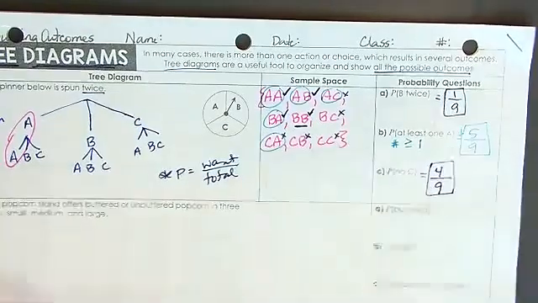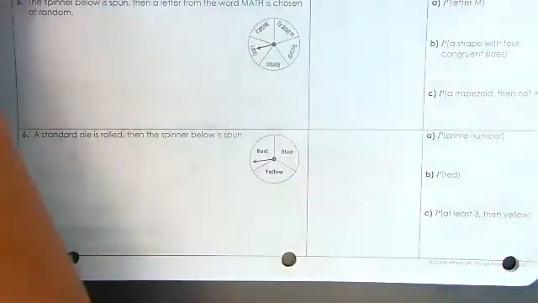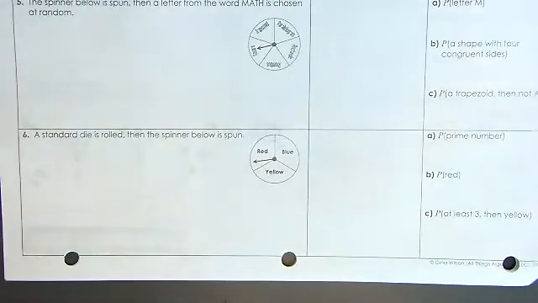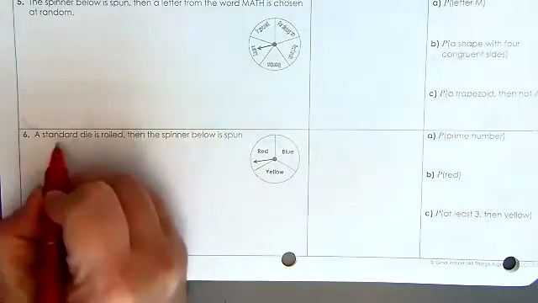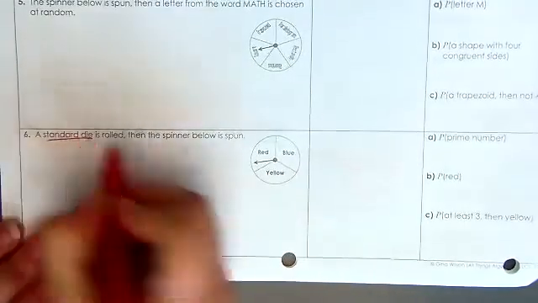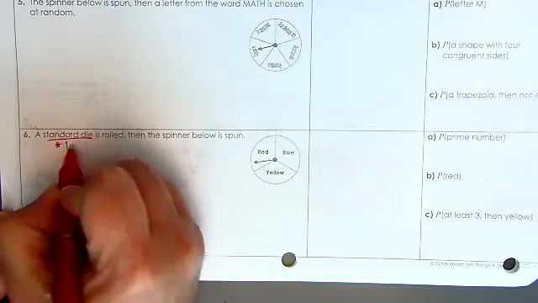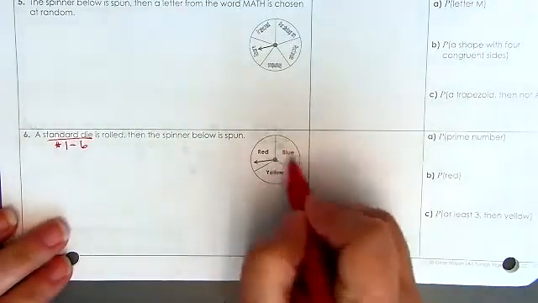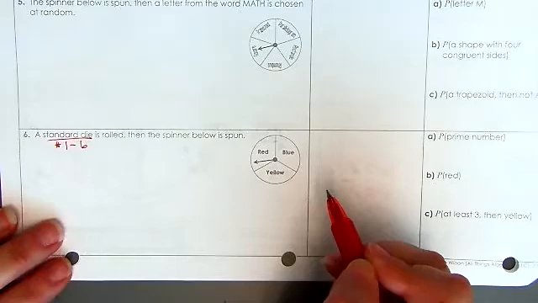Okay, let's look at another example. We're going to flip over to the back of this page and look at number 6. So we have a standard die. It is rolled. Then the spinner below is spun. For a standard die, what we need to remember is it's numbered 1 through 6. And the spinner has 3 sections that are red, blue, and yellow.